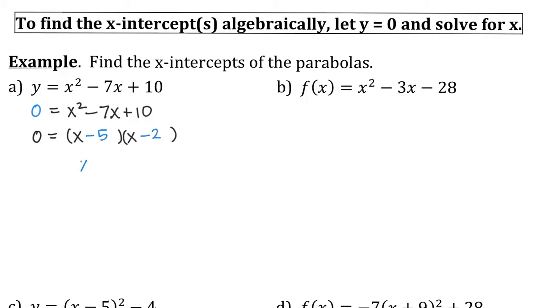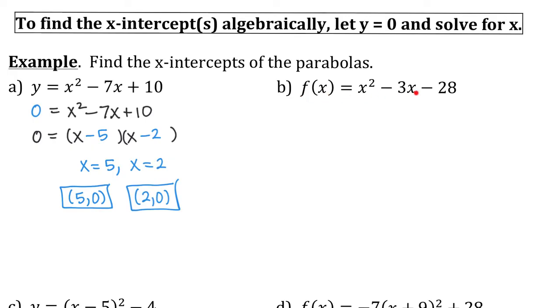Then when I solve that, I get x is positive 5 and x is positive 2, which are good solutions, but we do normally write our intercepts as ordered pairs. So the x was 5 when I plugged in 0. So one intercept is at (5, 0). The other one is x is 2, y is 0, because I plugged in 0 for both. Okay, I'm going to go ahead and do the same thing for the next one.